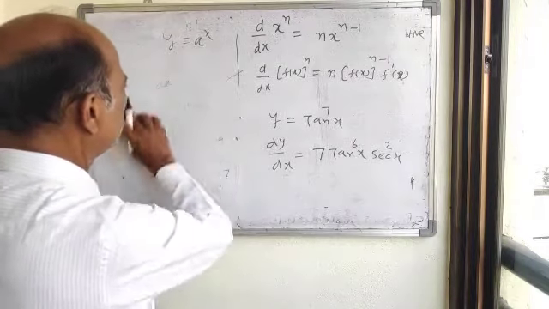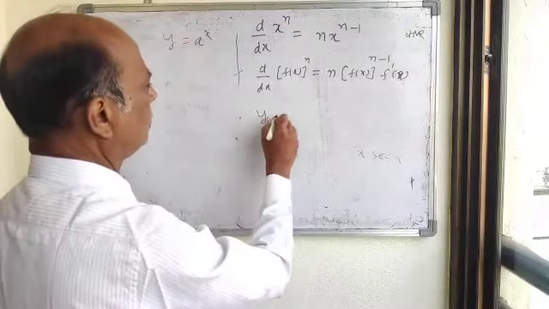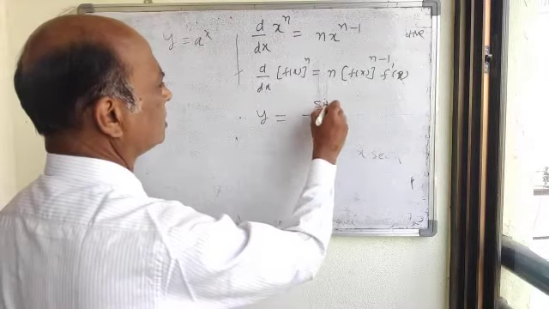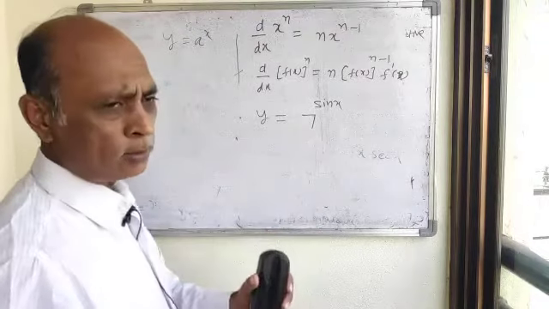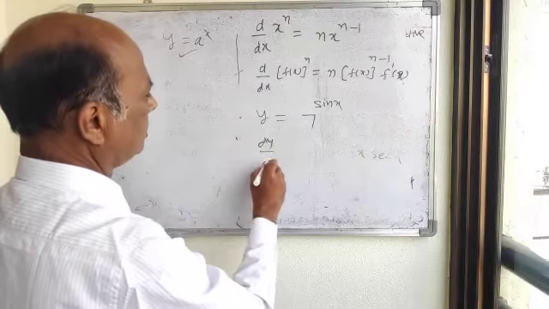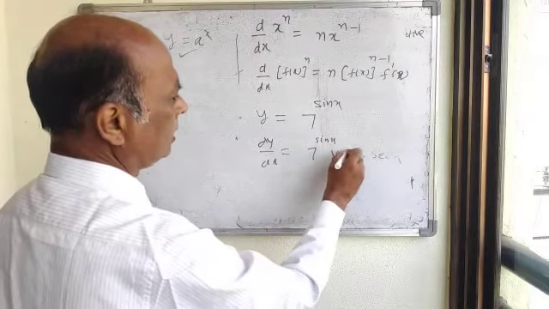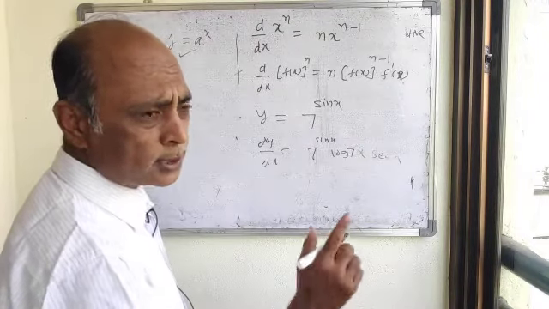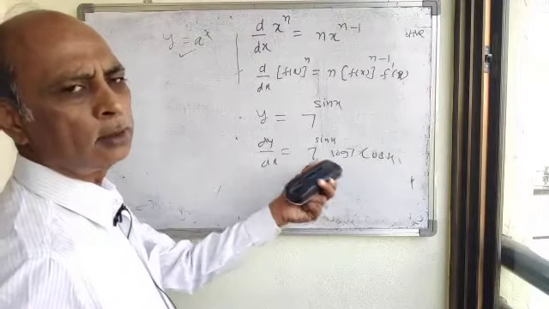Also, you can use this for other functions. For example, y is equal to 7 to the power sin x. Now which formula do you have to use? This formula. So dy by dx is equal to 7 to the power sin x multiplied by log 7, into the derivative of sin x, that is cos x. So 7 to the power sin x, log 7, into cos x.